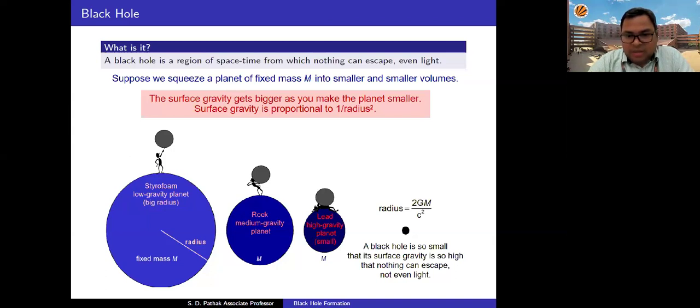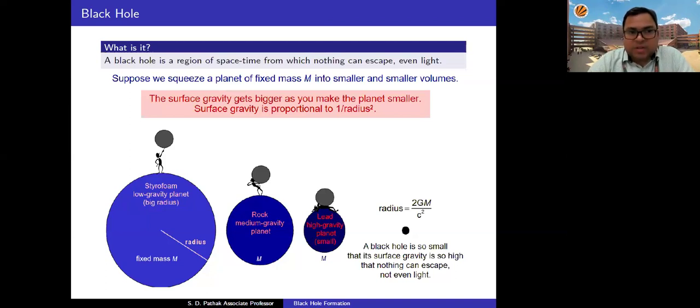With very high gravity, the radius becomes 2GM upon c squared. In particular, this is the technical term: this radius is called the Schwarzschild radius. Later we will see how the Schwarzschild radius works out. That is the solution of the Einstein field equation. So this is basically the black hole.